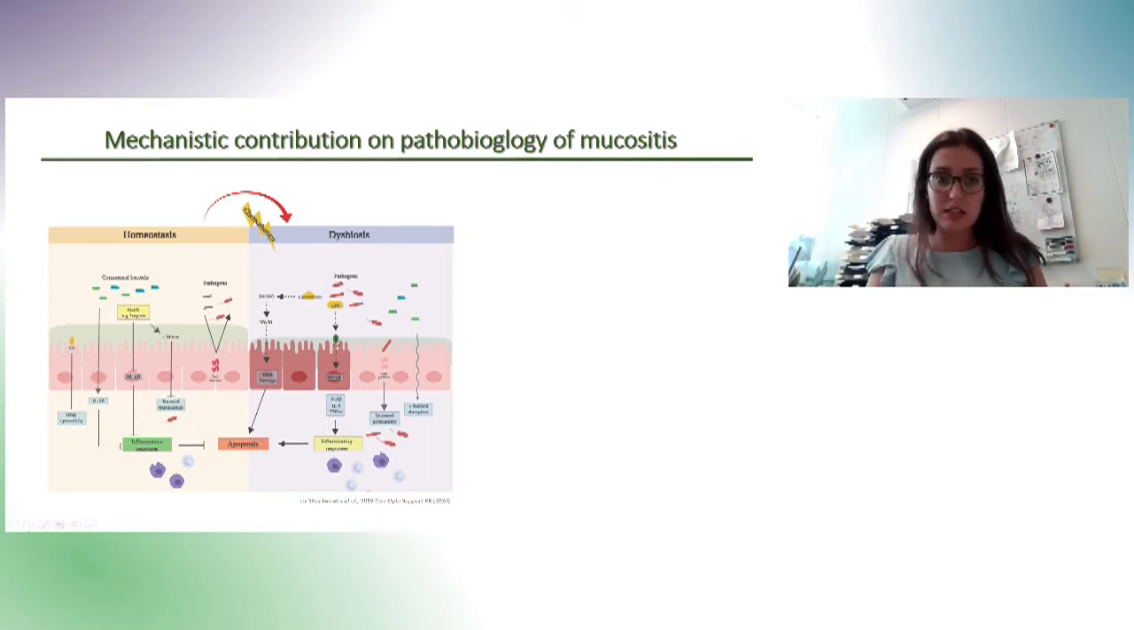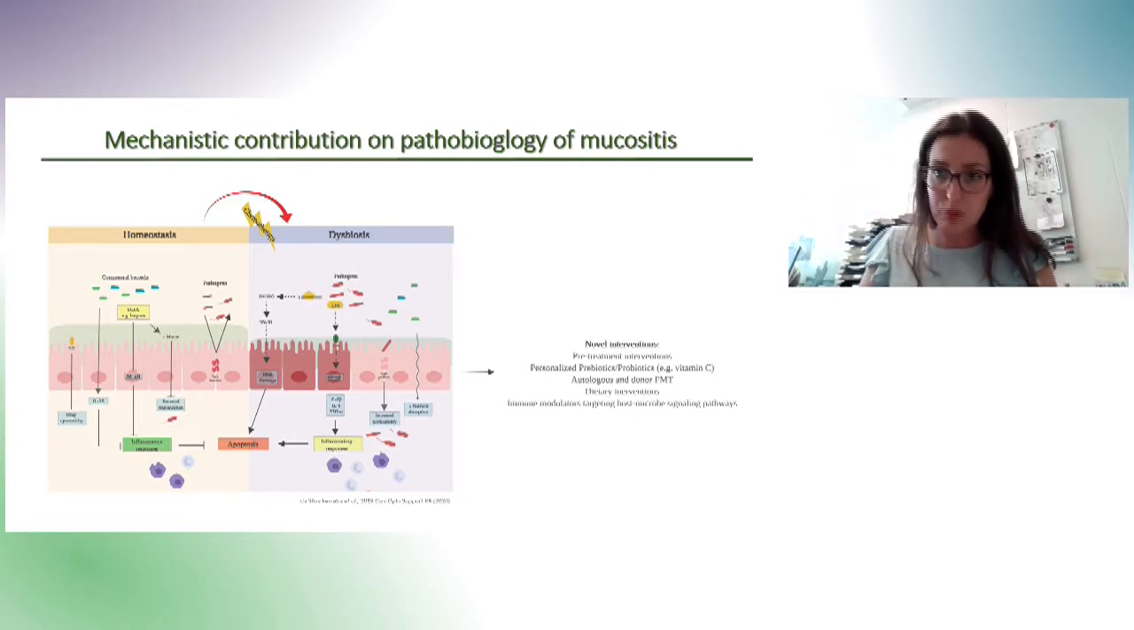However, during a situation of dysbiosis, for instance after chemotherapy, this balance no longer exists. We have a significant reduction of commensal bacteria, and these are replaced by pathogenic bacteria, which will eventually lead to an exacerbated inflammatory response, and finally to apoptosis, so the break of the epithelial layer.